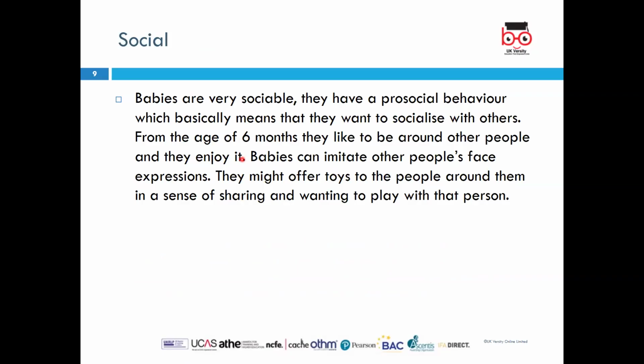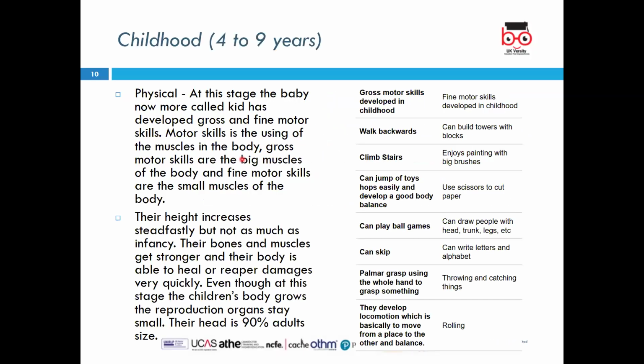Coming towards the social aspect of growth, babies are very social. They're not like us. They don't like living in four walls. They want to be out the moment they're born. From the age of 6 months, they're likely to be around other people and they enjoy it. They imitate other people's face expressions. They might offer toys to the people around them in a sense of sharing and wanting to play with that person. So they are very social, and you can tell by all babies who are born.